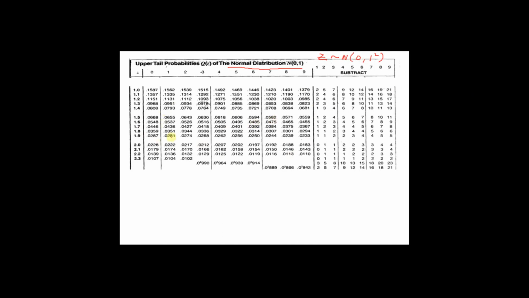This is part of the table which is given in your exam. You can see here this is the upper tail probability. What does upper tail probability mean? This table in the exam will only give you the probability on the right hand side. So when you see 1.5 here, the probability is 0.0668. This implies that the probability of Z more than 1.5 equals 0.0668. So what they give is the upper tail probability, that is the area on the right hand side.